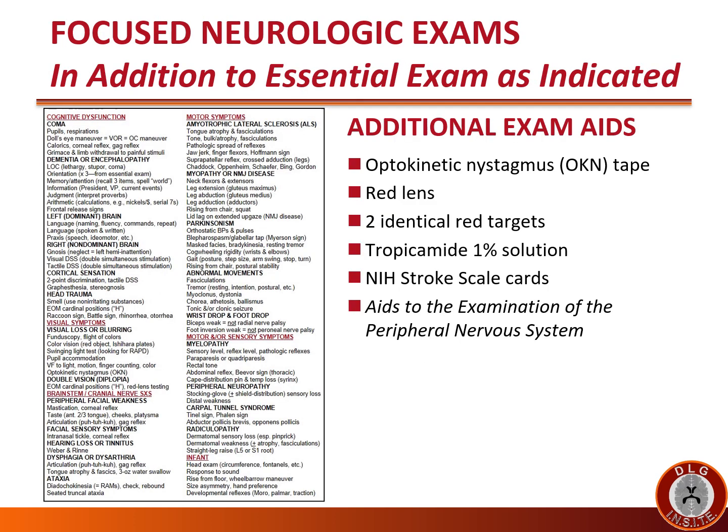Focused neurologic exams should be performed in addition to the essential exam as indicated. They are very important, but are not included as part of the core essential neurologic exam. Some additional exam aids include an optokinetic nystagmus tape, red lens, 2 identical red targets, tropicamide 1% solution, NIH stroke scale cards, and the aids to the examination of the peripheral nervous system, an excellent book that helps with examining the peripheral nervous system.